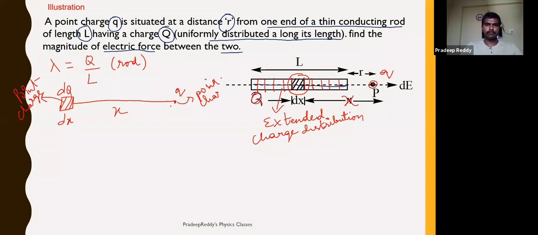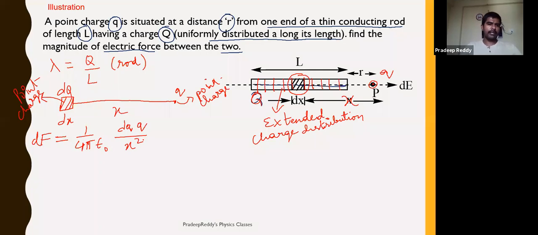These two are point charges now. Therefore, you can use Coulomb's law. I will be using Coulomb's law as F. For the whole charge, capital Q, you will be getting F. But here you are taking only a very small element dq. Because of that element, the force acting on this charge q will be dF, which is written as 1 by 4 pi epsilon naught, dq into q divided by x square.